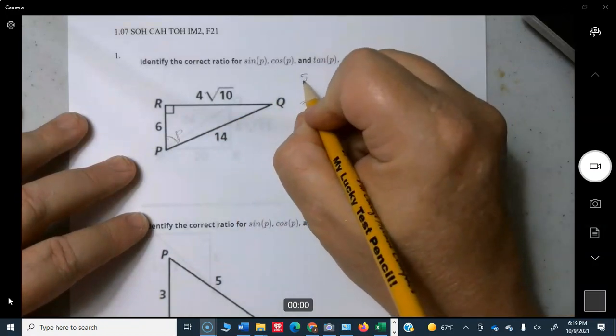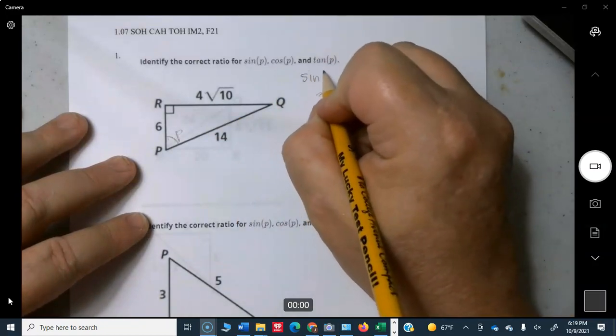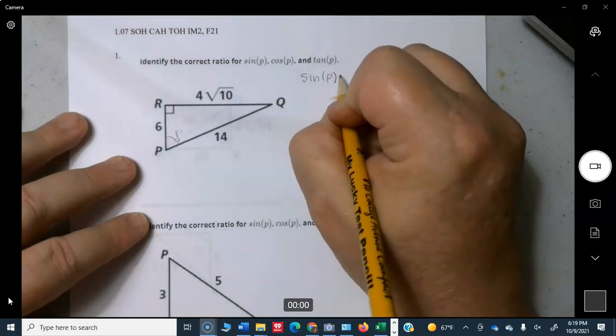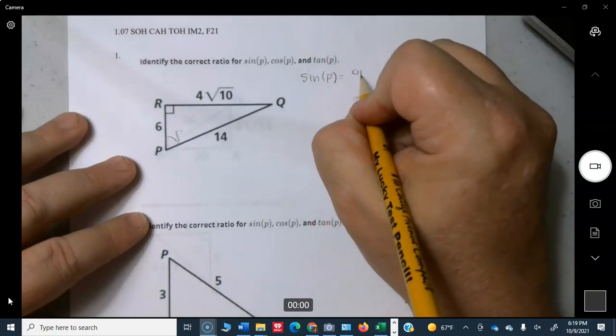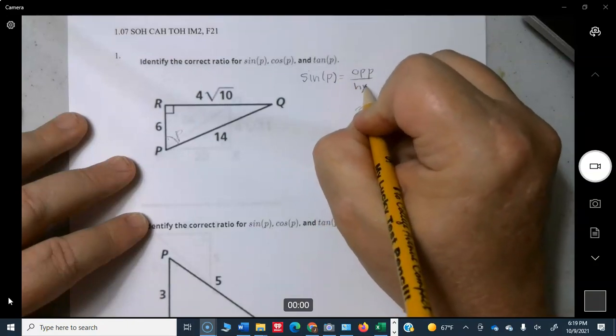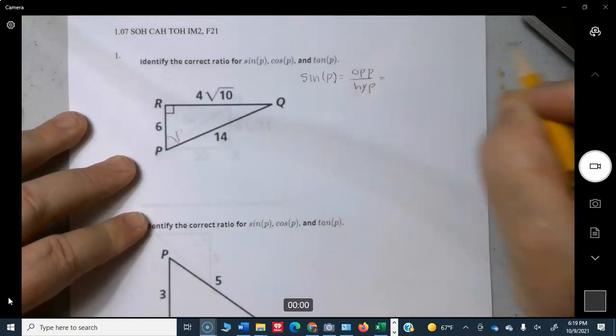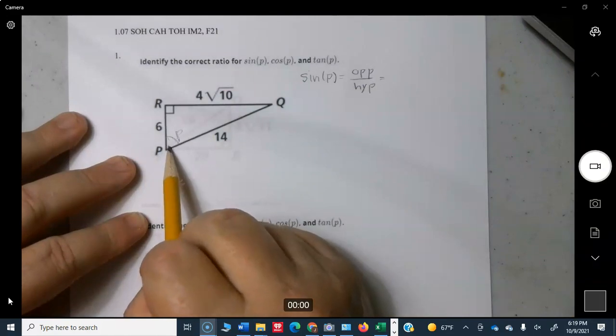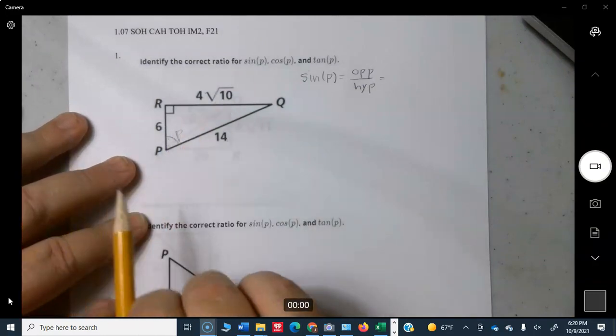So we're going to start with sine P, and that equals opposite over hypotenuse. So write that every time and you'll end up memorizing these relationships. So what is the opposite? Well, first we have to label the sides. So always do that first.